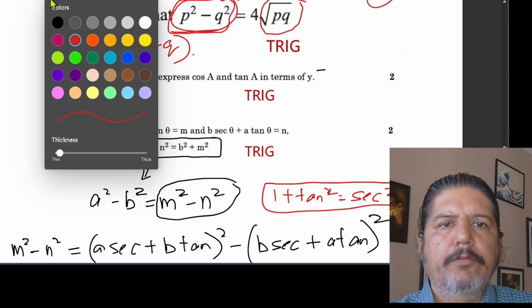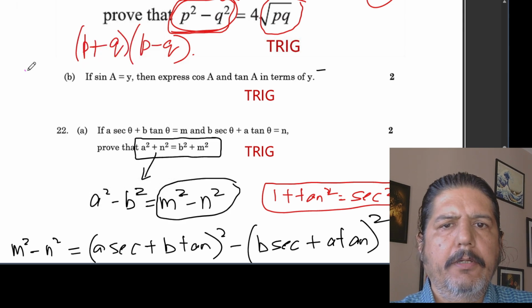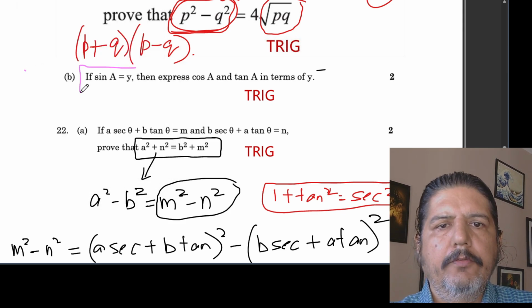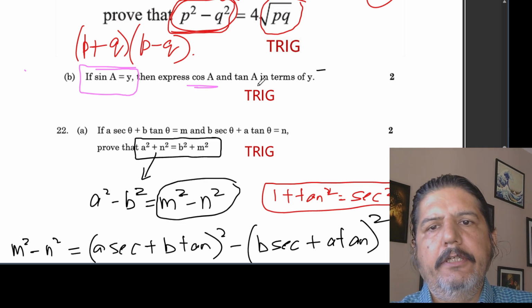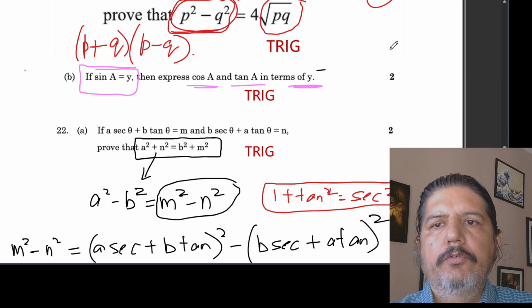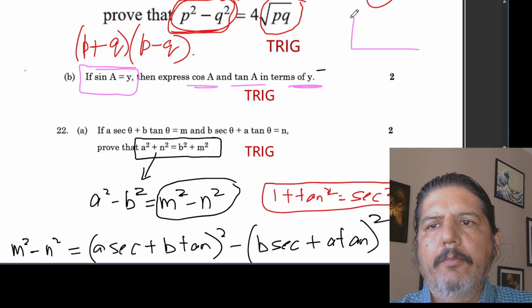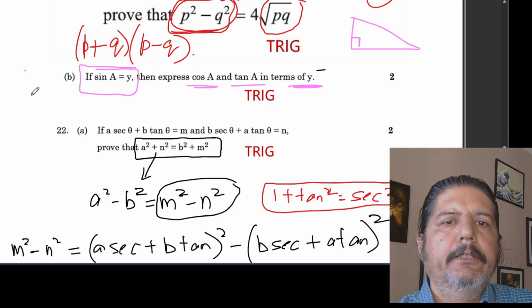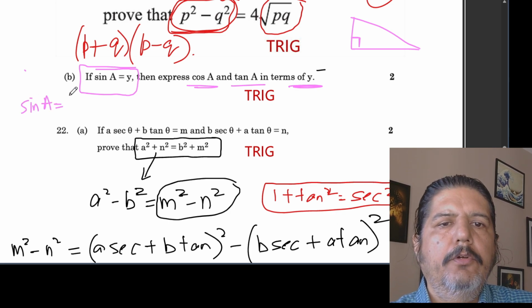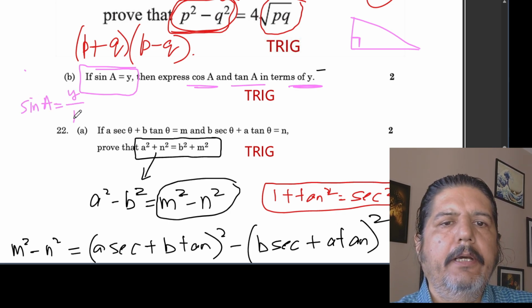Let us look at the next question. It is a bit simple question. If sin A is equal to y, then express cos A and tan A in terms of y. So, see, the trigonometric ratios that we do belong to right triangles. So, sin A is equal to y implies that sin A is equal to perpendicular upon hypotenuse.